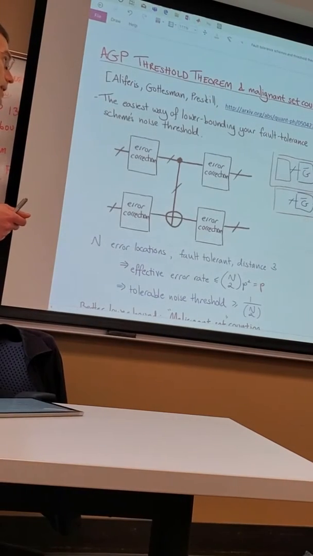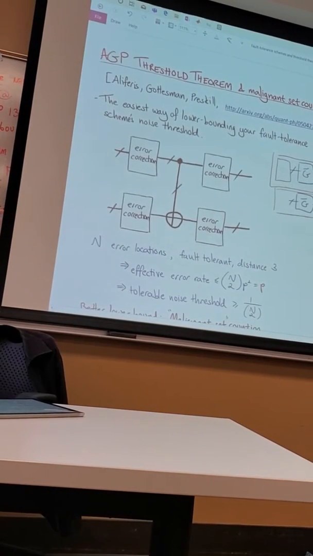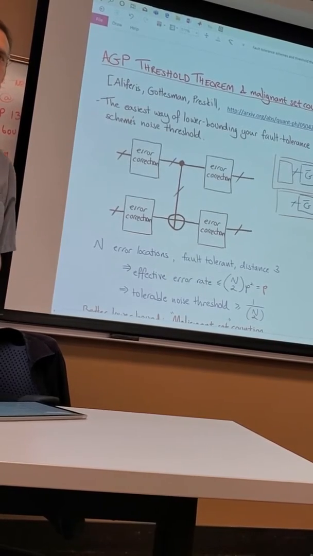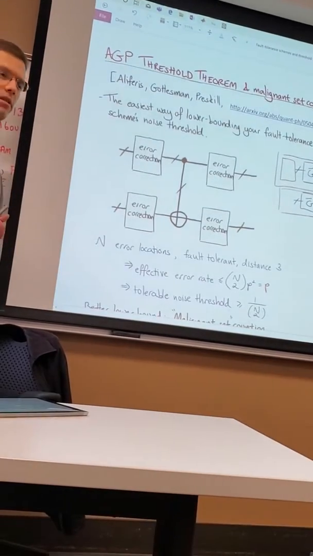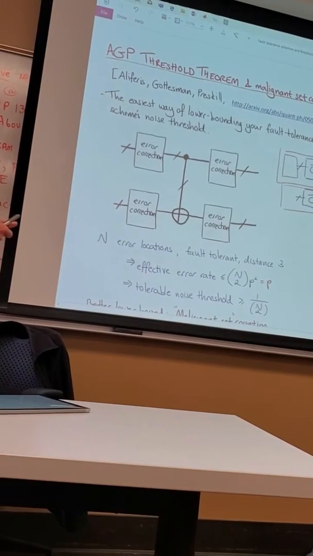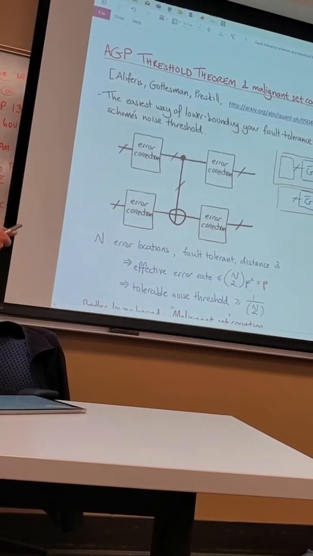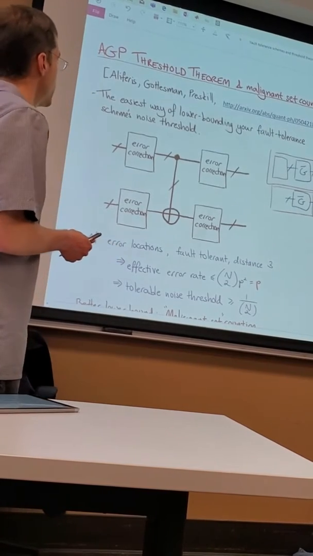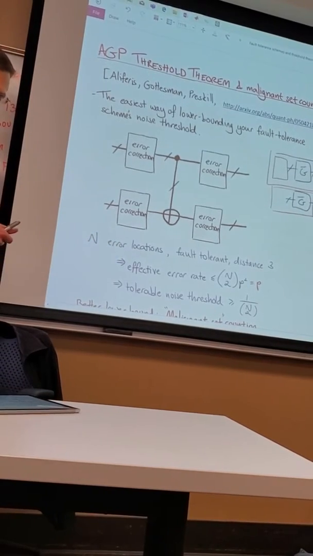And also, they didn't even work for distance 3 codes. Like the theorems required at least distance 5 before you could even apply them. And so there's some work for a while trying to get a distance 3 threshold theorem. And the nicest paper that came out of this, I think, was this early work by Aliferis, Gottesman, and Preskill.